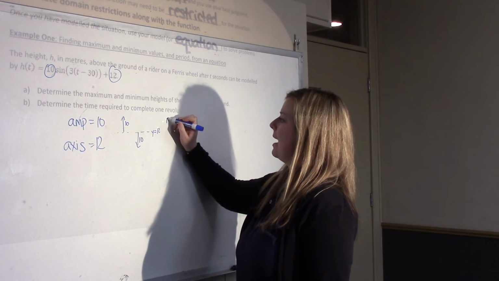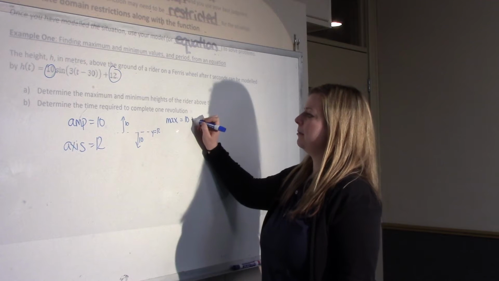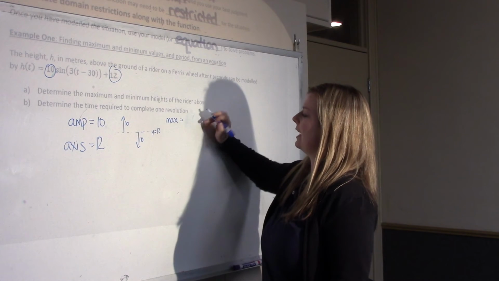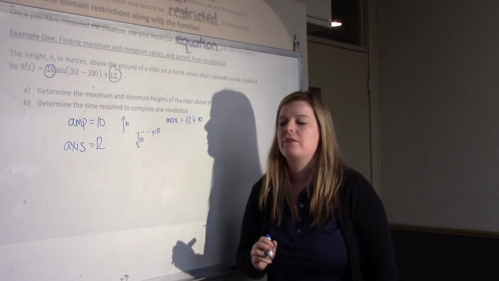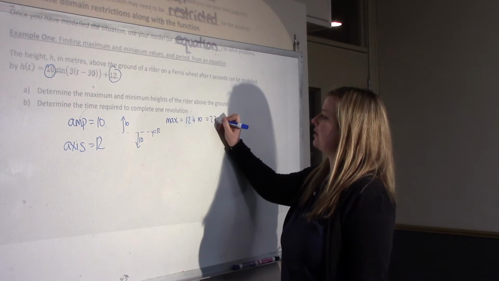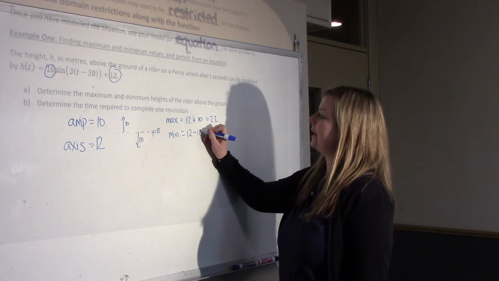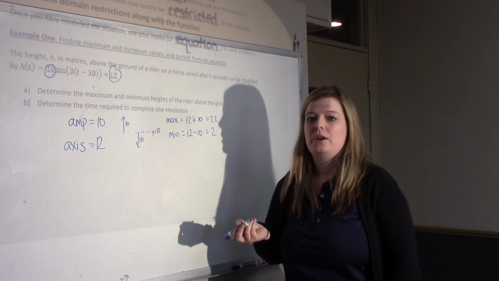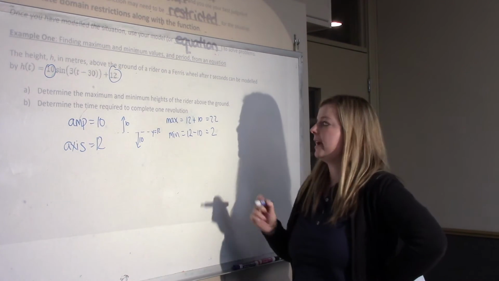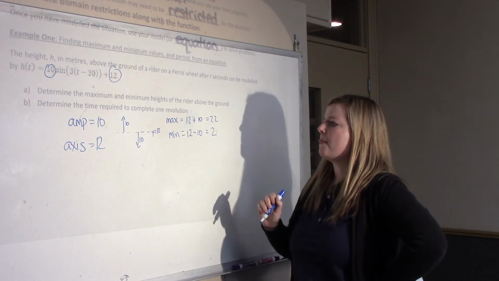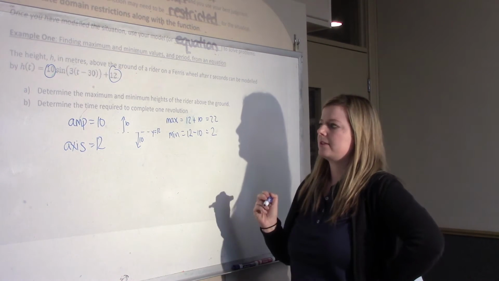Okay, so therefore the max, you start at the axis, 12 plus 10. Okay, you start at 12 and go 10 up, so that's 22. And our minimum is 12 minus 10, so 2. Okay, you can verify by finding the axis and make sure it works. Okay, so 22 plus 2 is 24. 24 divided by 2 is 12, so it works. So that's part A.